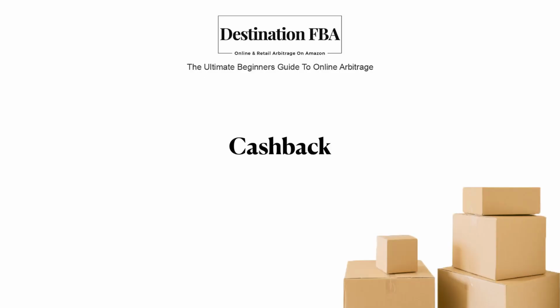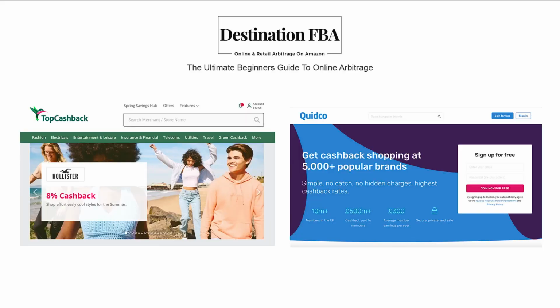Now, cashback is another great reason to do online arbitrage. If you can get yourself a credit card that offers cashback, that's always a bonus, but make sure you sign up to cashback sites like Top Cashback or Quidco and use these every time you do that online purchasing. The cashback amount may be small at times, but it adds up relatively quickly, and as soon as those funds are cleared, you can transfer them directly to your bank account.